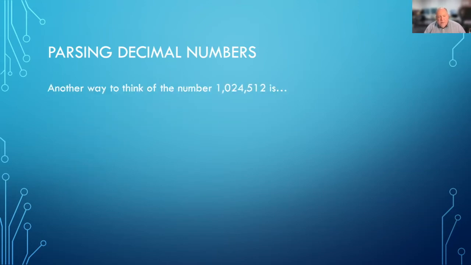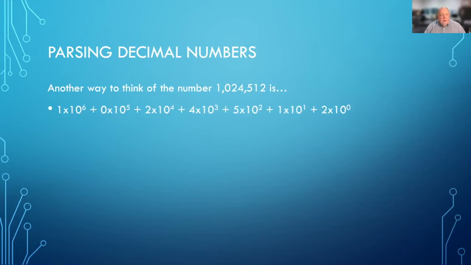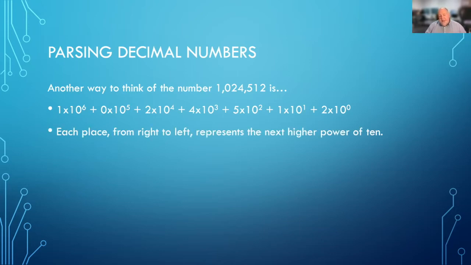Now, another way to think of the number 1,024,512 is 1 times 10 to the 6th power, that's a million, 0 times 10 to the 5th power, 2 times 10 to the 4th power, 4 times 10 to the 3rd power, 5 times 10 to the 2nd power, 1 times 10 to the 1st power, and 2 times 10 to the 0 power, and that's 2 times 1. Now, each place from right to left, if you will, represents the next highest power of 10, right? We started with 10 to the 0 power, the ones place. Then we went to the tens place. That's 10 to the first, 10 to the second is the hundreds place, 10 to the third is the thousands place, and so forth.